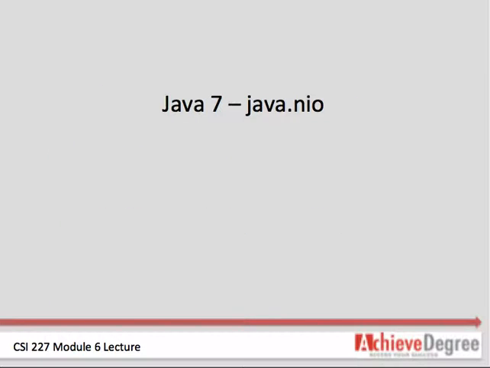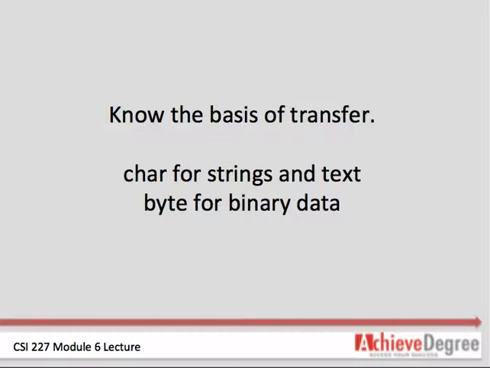If you are using Java 7, then the corresponding classes are java.nio. Readers and writers are the mechanisms used to process the text data. Char is the type used when dealing with strings and text. If you are going to use binary data, it is based around the type byte. Knowing what the basis of transfer is makes it easier to troubleshoot when something goes wrong.